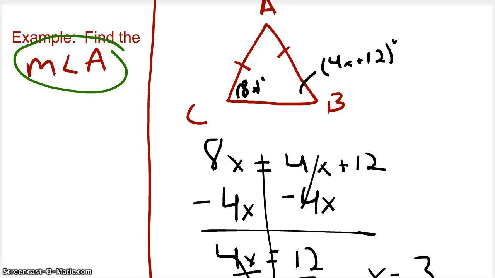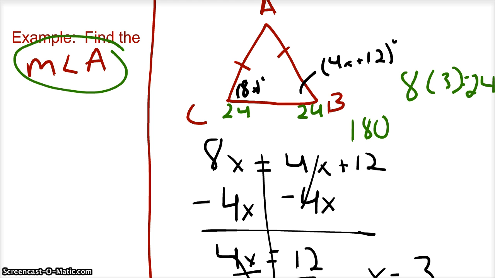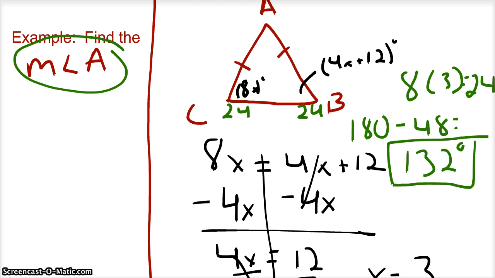Okay. I don't have anything for angle A, but I do have something for angle C. Angle C is 8x, but instead of x, I'm going to put 3. So 8 times 3 gives me 24. So that means angle C is 24. And angle B is 24 because they're equal, remember? Which means 24 plus 24 is 48. And I know that a triangle adds up to equal 180. So I would do 180 minus 48 to get 132 degrees as my final answer.